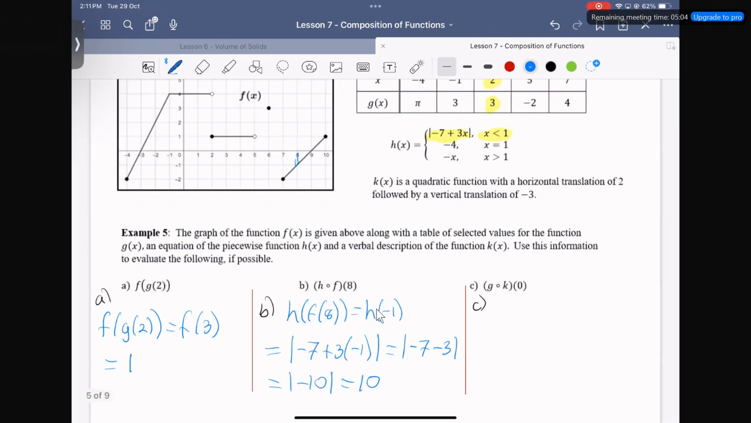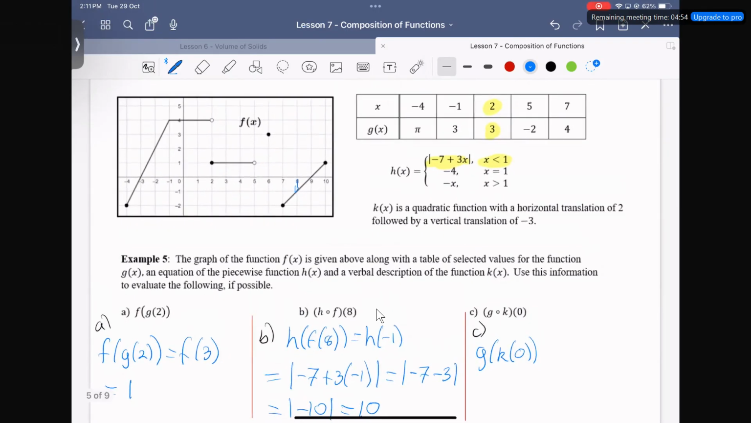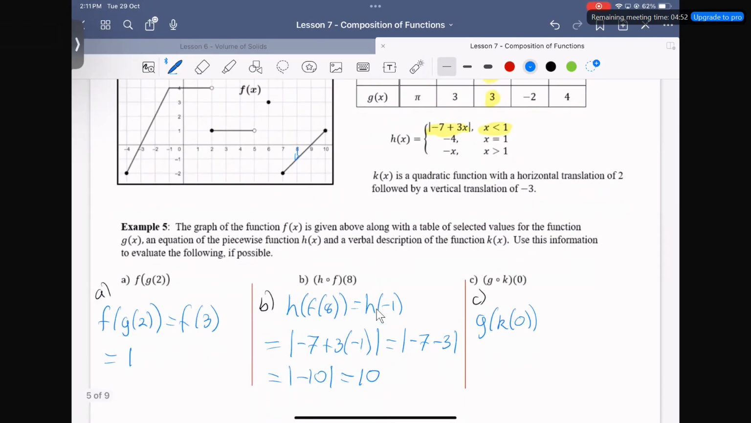So our last one here we need is g of k of 0. It's an absolute value function. All the values inside that, once you reach the end of the calculations, if it's negative, it becomes positive. If it's positive, it stays positive. How do you determine if it's an absolute value? You see two lines outside.